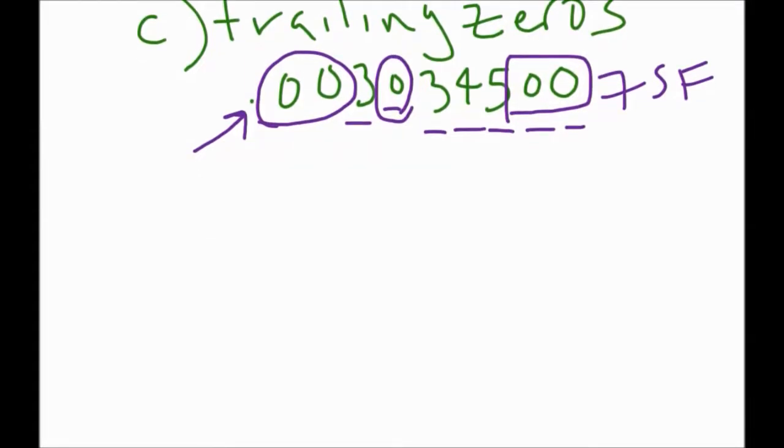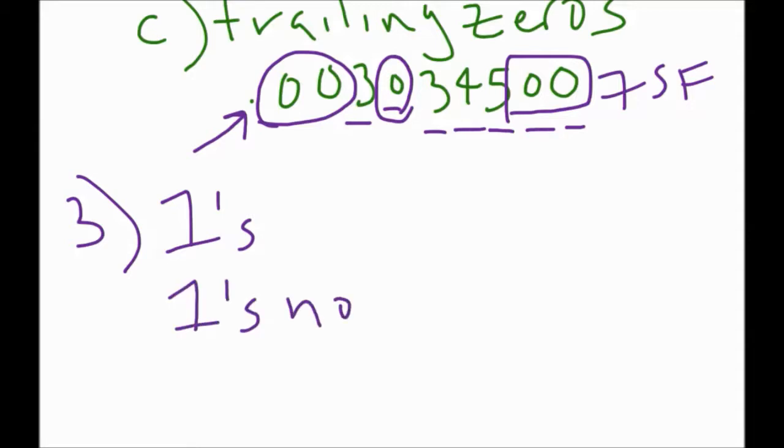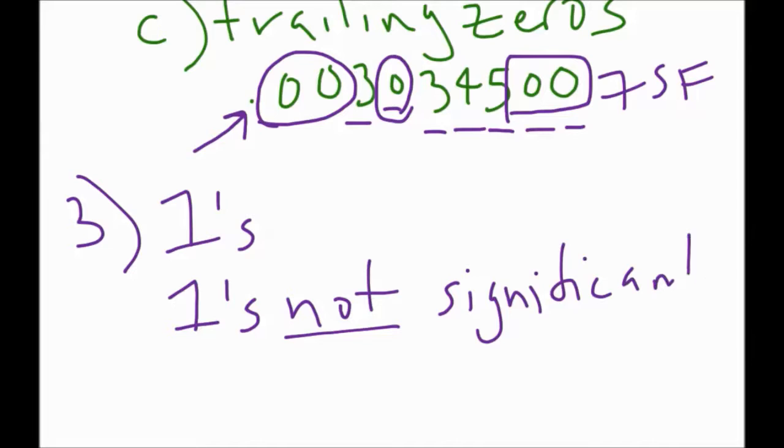The last rule that we have with sig figs are ones. Ones are for the most part not significant if it's all by itself. If you see like 1 centimeter, we would say this has no significant figures in it. So ones, and we'll get to more examples of this later on, when they're by themselves, pretty much have no significance.